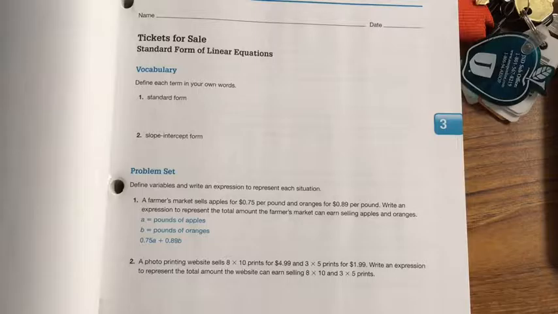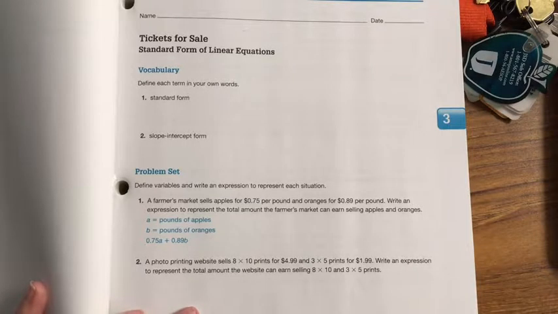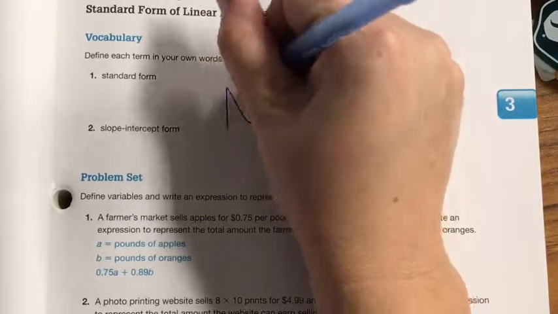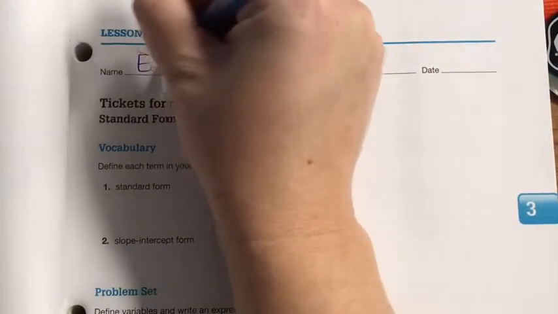Okay, so right, taking those notes, and now we're on page 313. We're gonna come back and fill in more of the stuff about the zeros and the y-intercepts and x-intercepts. But we're gonna start with this. So the standard form, slope form, just put the word notes here.